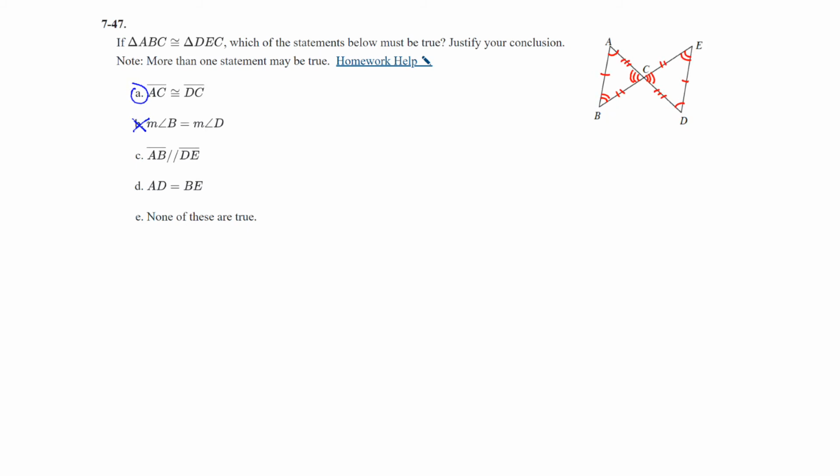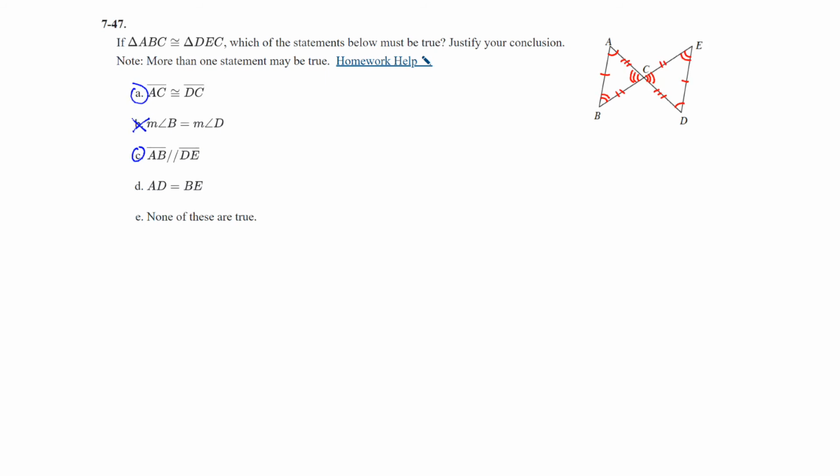Is AB parallel to DE? Well, if AB and DE are parallel, here's our transversal, and since our alternate interior angles are congruent, then that means that the lines are parallel. So yes, we do know that line segment AB and line segment DE are parallel, so that's good.